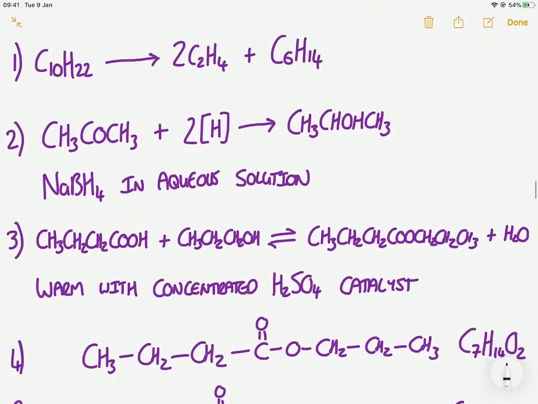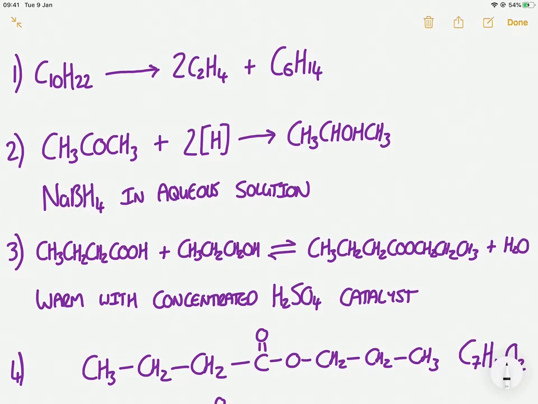The yield for this reaction, I did ask about that, would be poor because it's reversible. It's a dynamic equilibrium, and you don't necessarily get a decent yield of the ester because it instantly hydrolyzes back to the carboxylic acid and the alcohol.